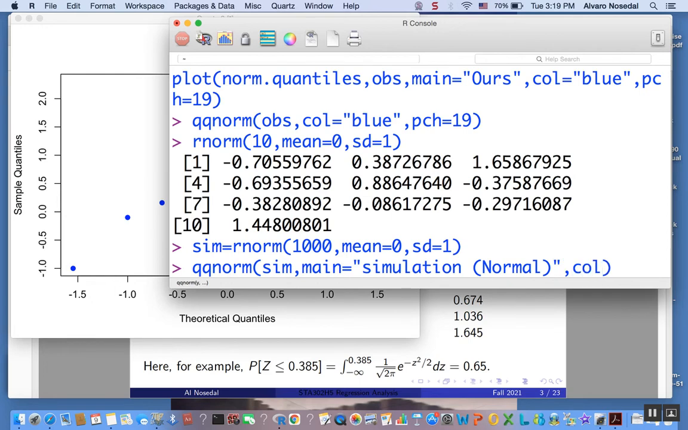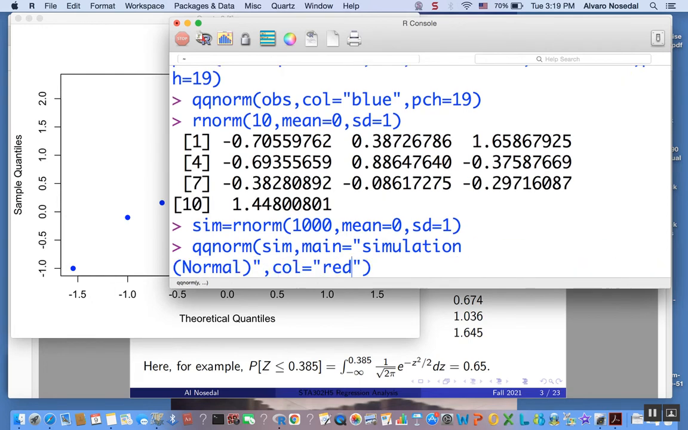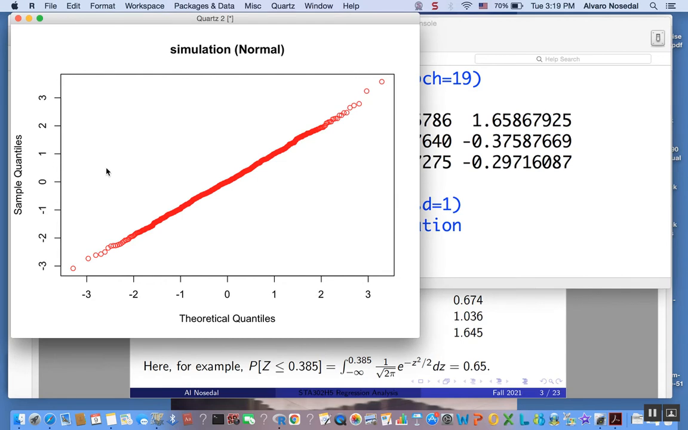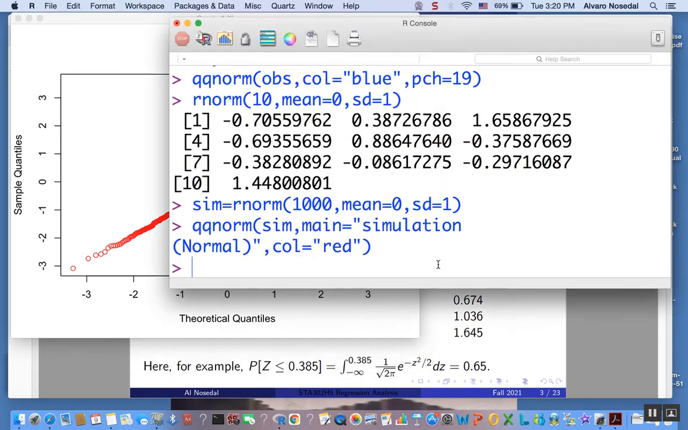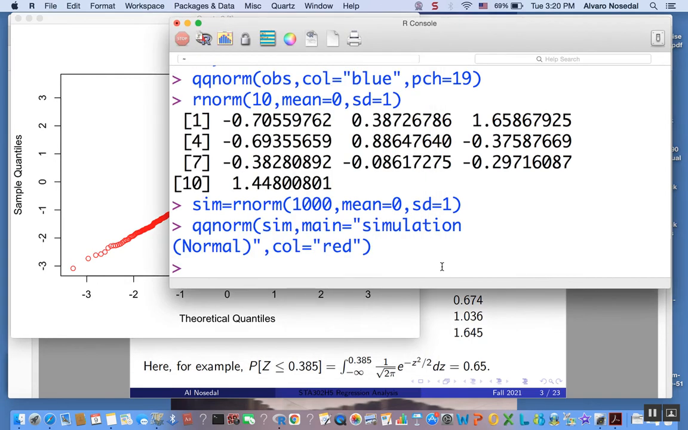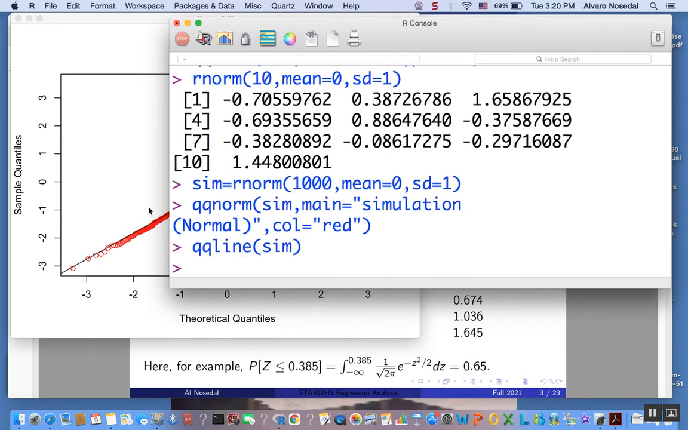Color, how about, I don't know, red? Yeah. Okay. So now it's always a good idea to add a line, because you want to compare those points against what you would exactly get. So the QQ line, that's how you're going to create that line.